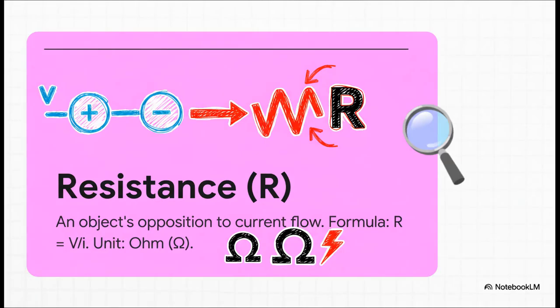Resistance, which we write as R, is a measure of how much a specific object, like a certain length of wire, fights against the flow of current. We define it with this formula here. Resistance is the voltage, V, you put across the object, divided by the current, I, that manages to get through. Its unit is the ohm, and we use that Greek letter omega to represent it.